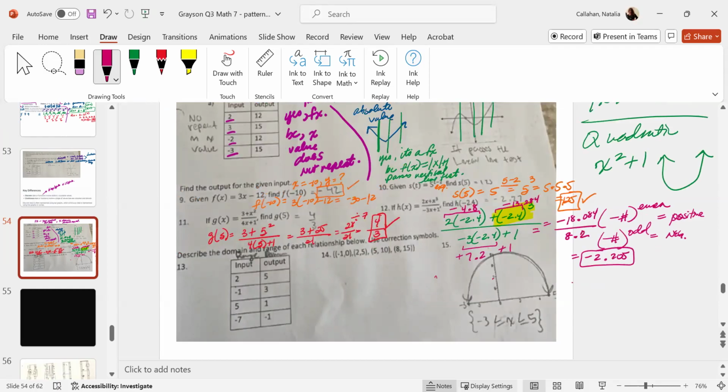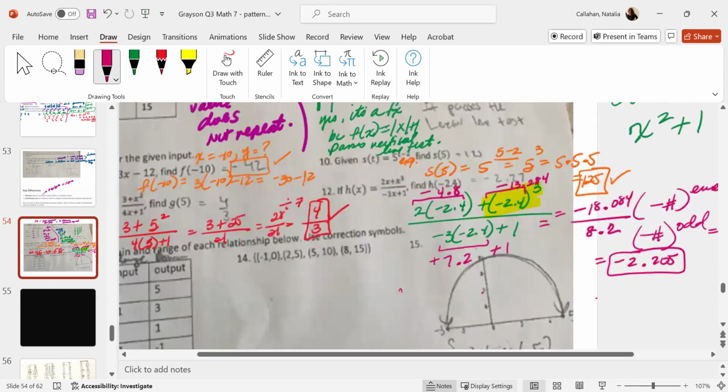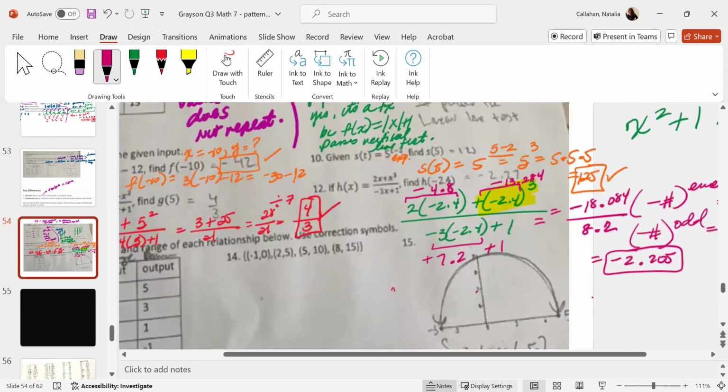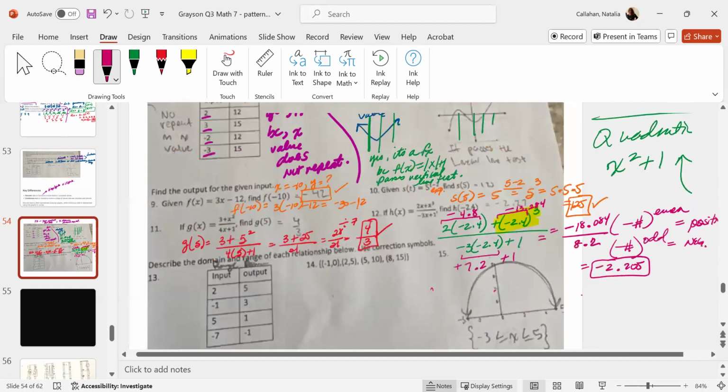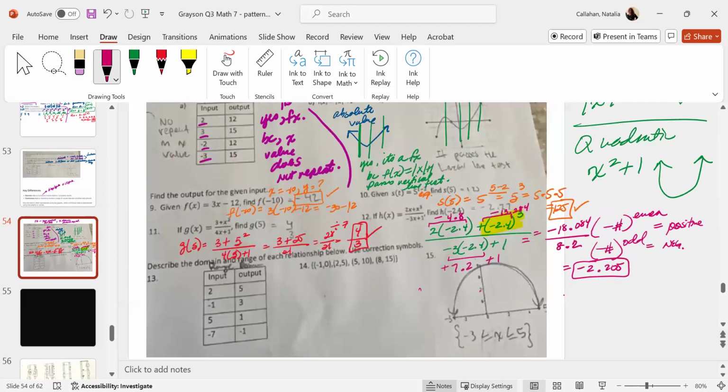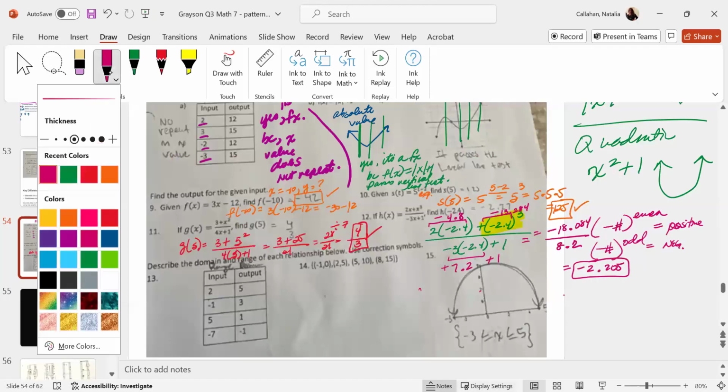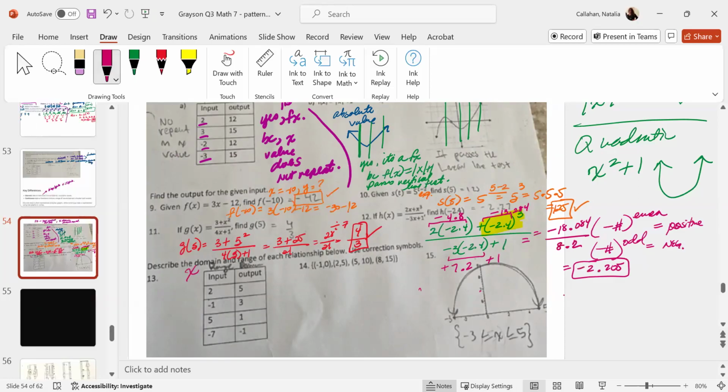Okay, did you copy everything that I wrote down here? Did you really? Did you have the answer right here? Okay. All right, describe the domain and range of each relationship below. Use correct symbol. Input is not range. Input is X. Output is Y. You wrote this incorrectly. Do you understand?